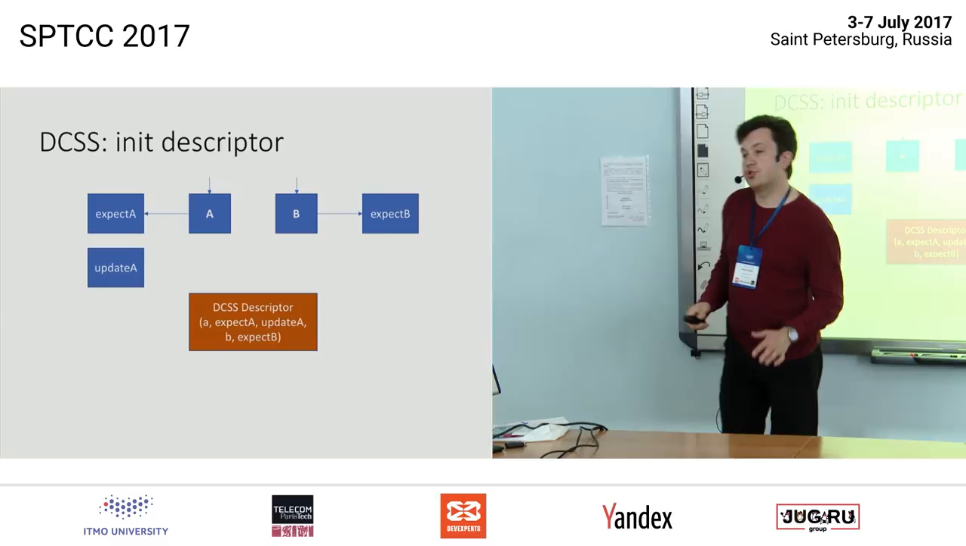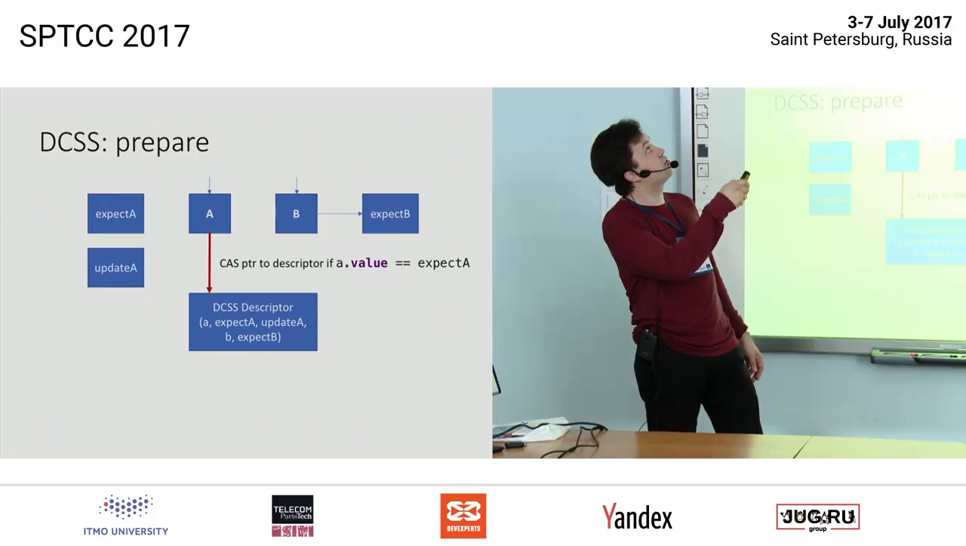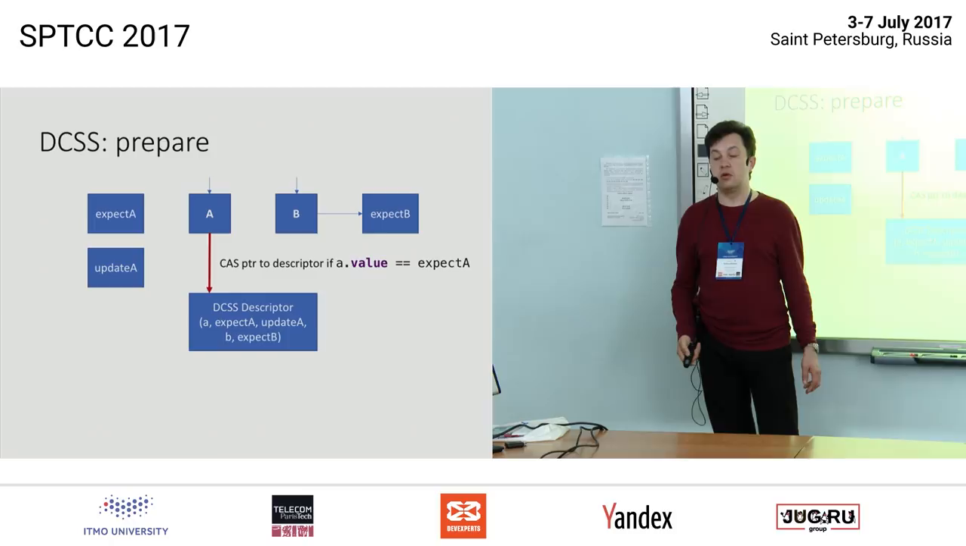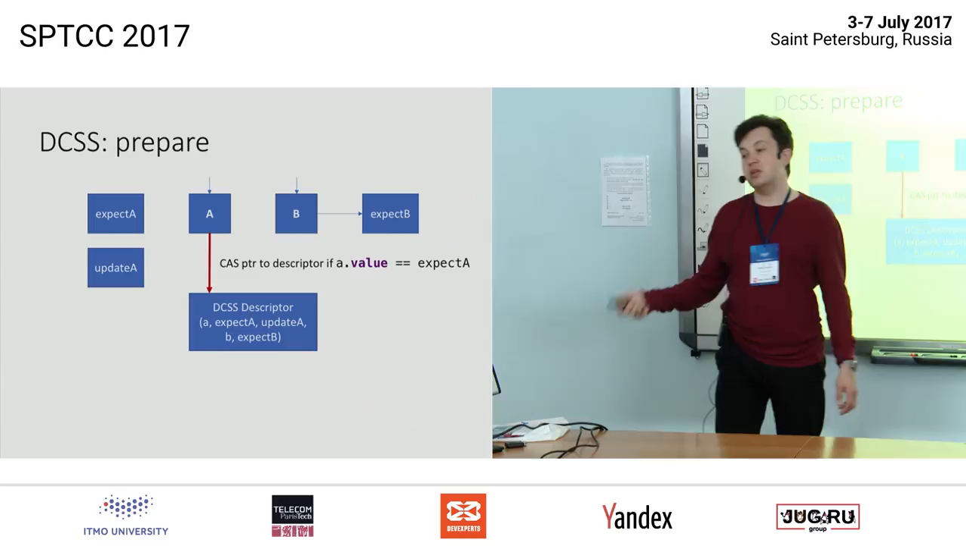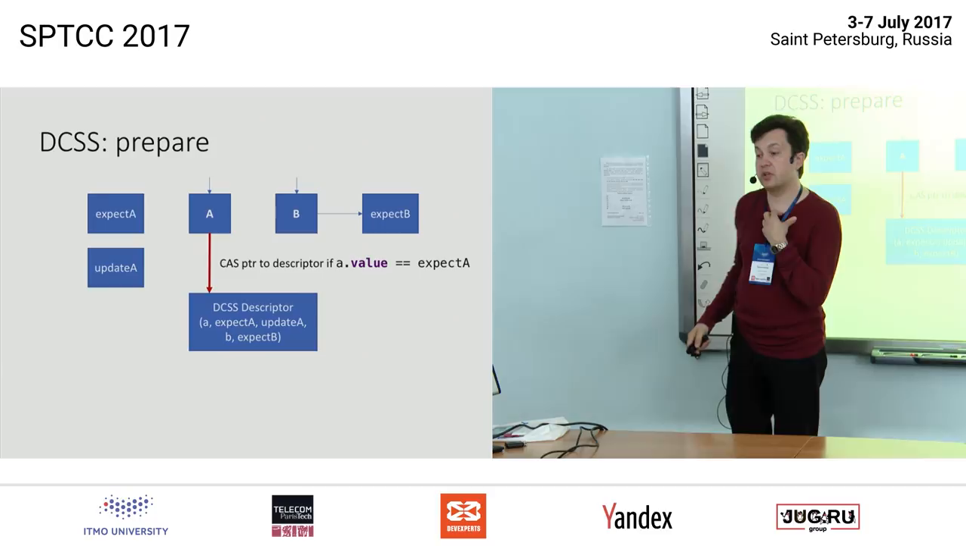And in the first step, we do a CAS. We change the pointer from expected to our descriptor. So now A, instead of pointing to the expected value, holds the pointer to the descriptor. At this point, the descriptor has become published. If another thread comes in and discovers that this reference is not a real value but a pointer to a descriptor, it will invoke complete operation to help this operation complete. So it can then figure out what the actual value of A is and do something about it.